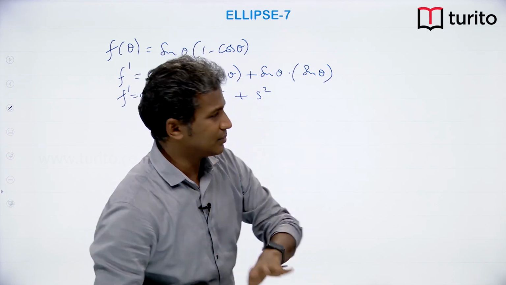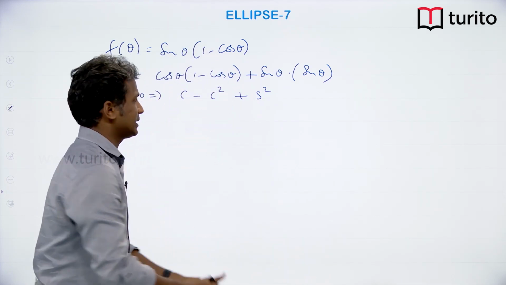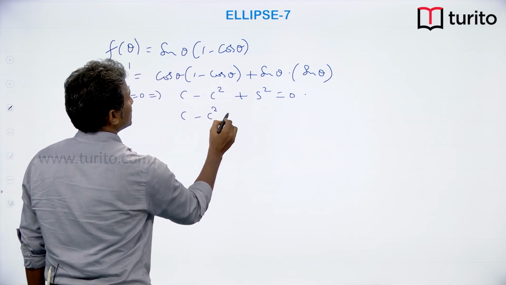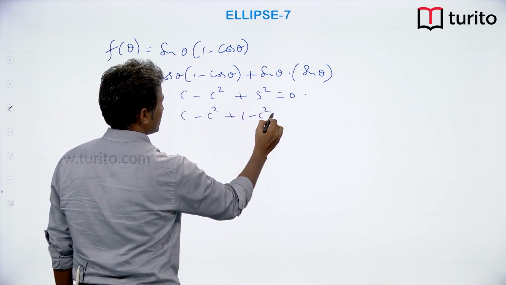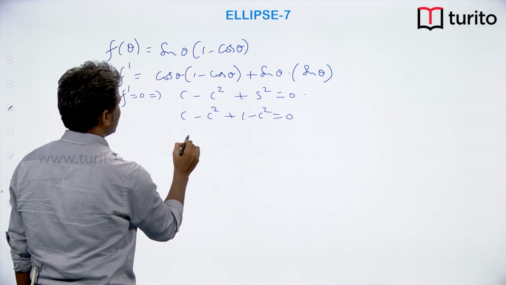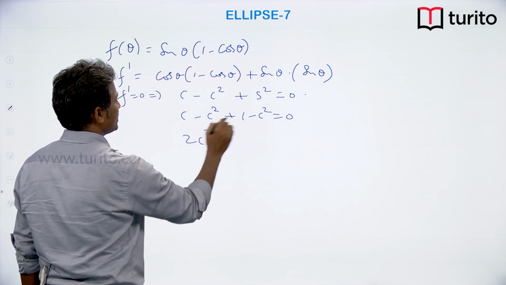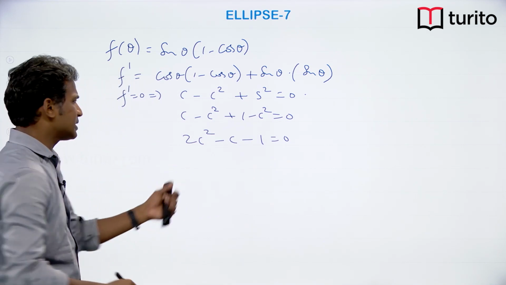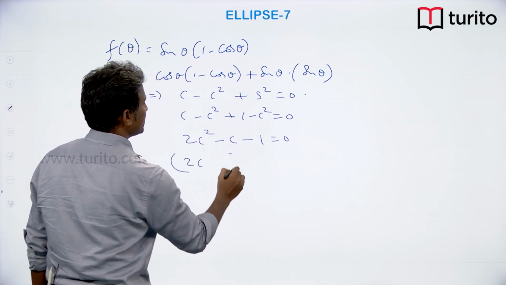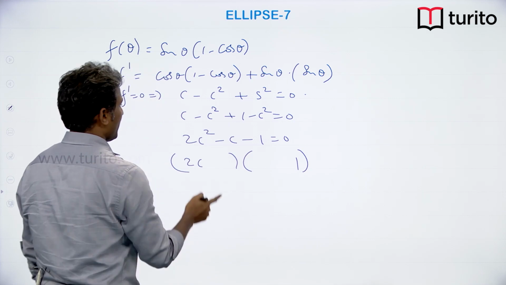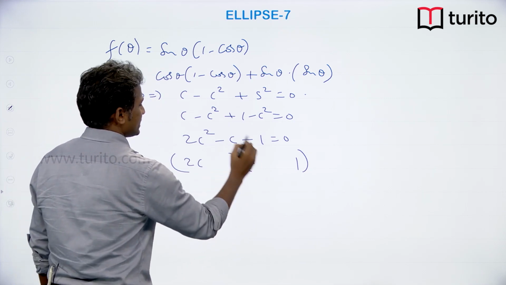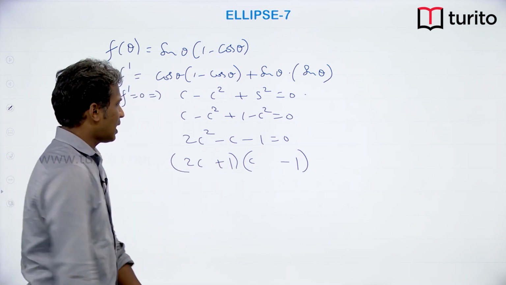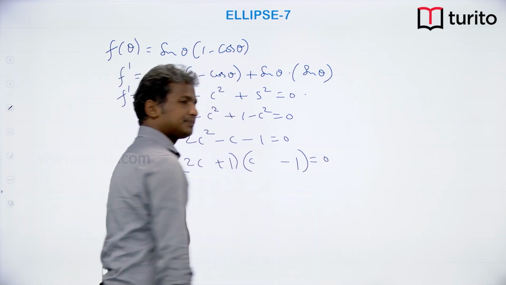For problem solving purpose, I have taken it like this. So, let us say if I put this equal to 0. So, S square can be written as 1 minus c square. We can simplify this and write it as 2c square minus c minus 1 equal to 0. You know how to factorize this. So, there is 2c here, there is 1 here, there is 1c here, we need minus, so it has to be minus, this has to be plus, and this must be equal to 0.